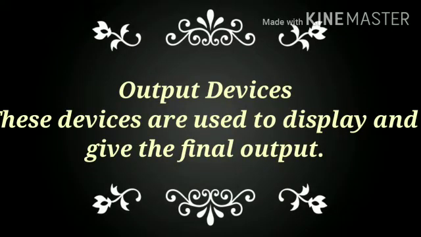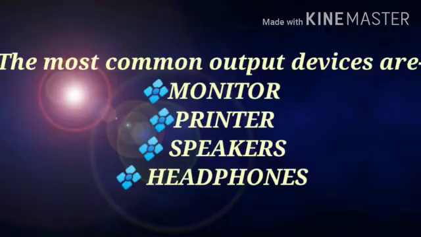Now we will learn about output devices. These devices are used to display and give the final output. The devices that are used to display and give final output are called output devices. The most common output devices are monitor, printer, speakers, and headphones.